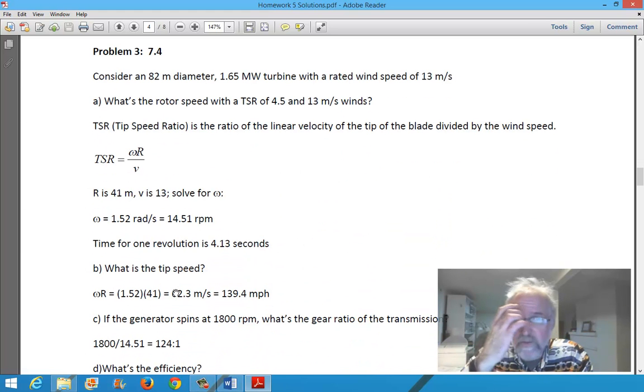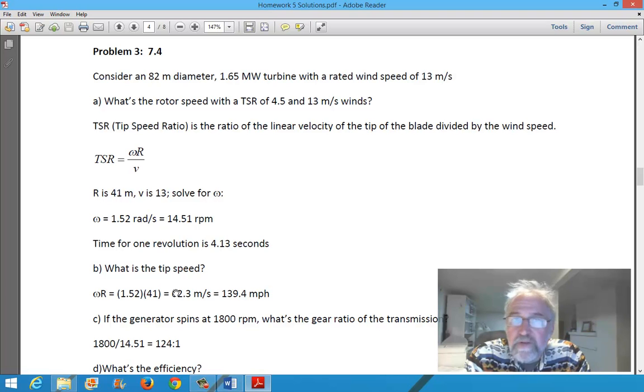Okay, problem 3. 82 meter diameter rotor on a 1.65 megawatt turbine. Now this is one of the big ones, right? These are the turbines you see across southern Idaho. I think I mentioned this in class. They range from about 1.5 megawatts to probably about 2.5 megawatts. So this is on the small size of the turbines we're seeing in our state.